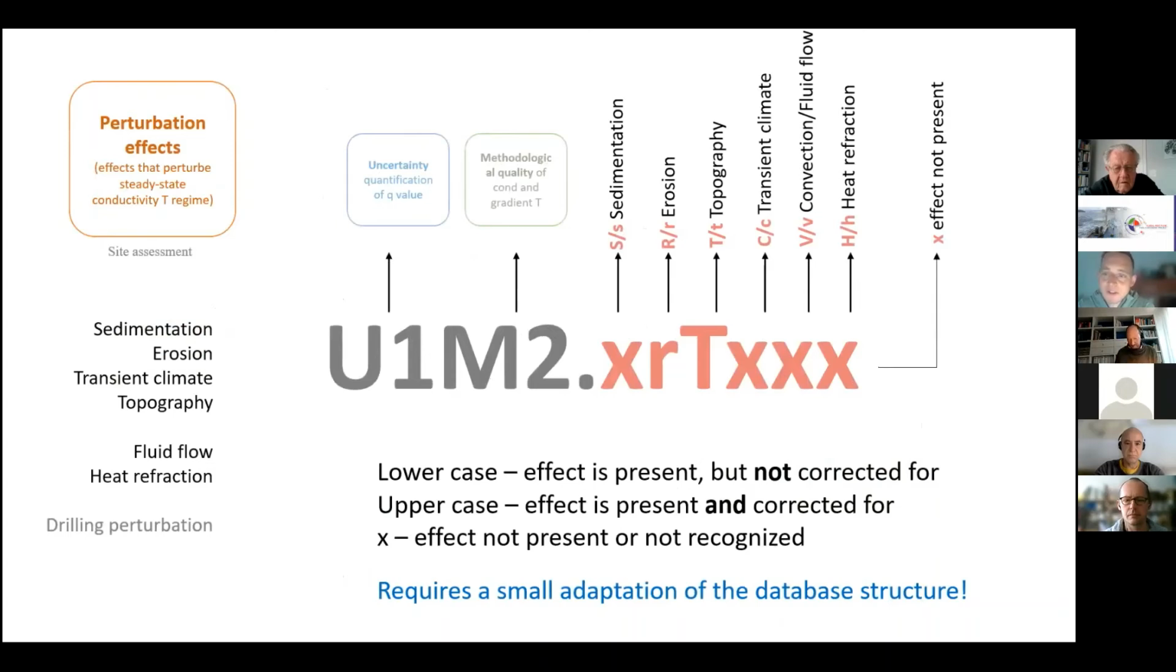The perturbation effects, just to remember, are the letters and cases at the very end. It's the third part, so we can reflect whether an effect is present but not corrected for, or it is corrected, or it is not present or recognized at all. So those are the case letters to the right here.